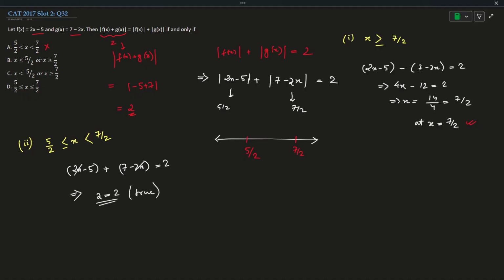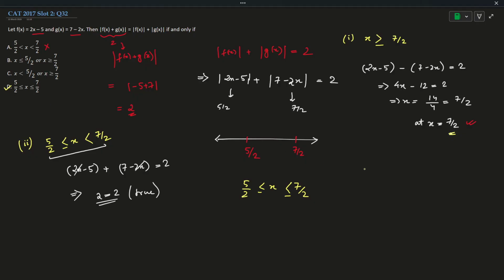That means for any x belonging to this region, the equation will be satisfied. And we also know that x equal to 7 by 2 is a part of the solution. This is always true, but we have also seen that at x equal to 7 by 2 this will be satisfied. That means I can write 5 by 2 less than equal to x, and x is less than equal to 7 by 2. Alright, so the correct answer will be option D.